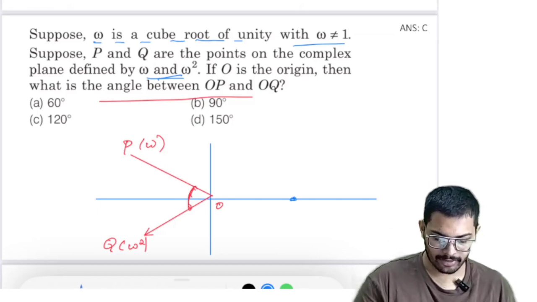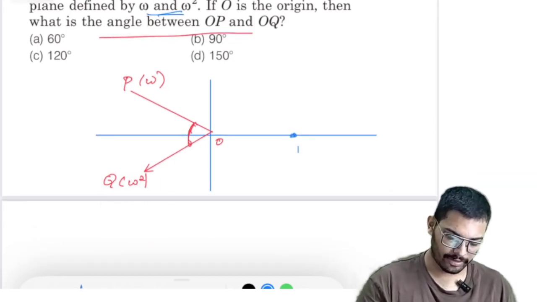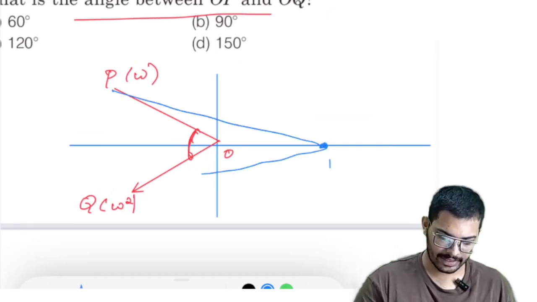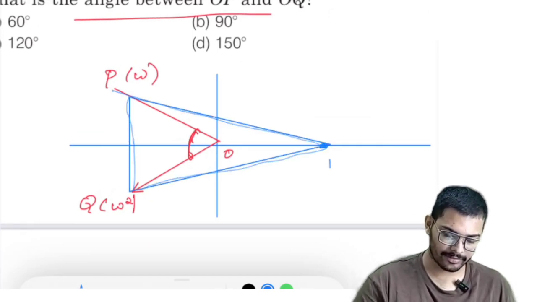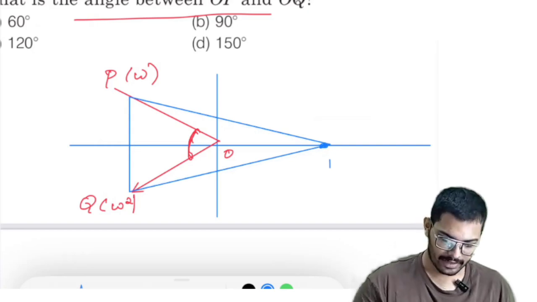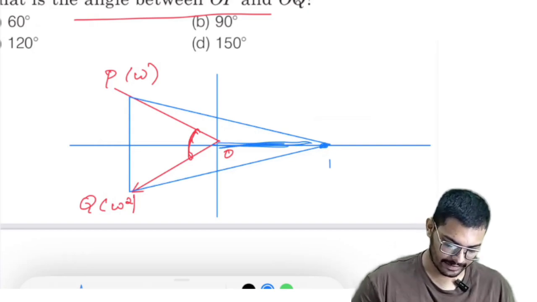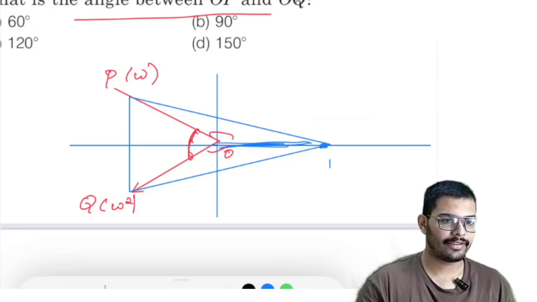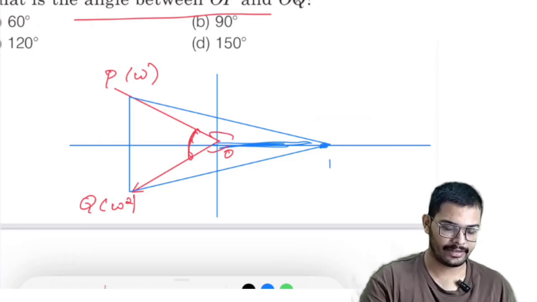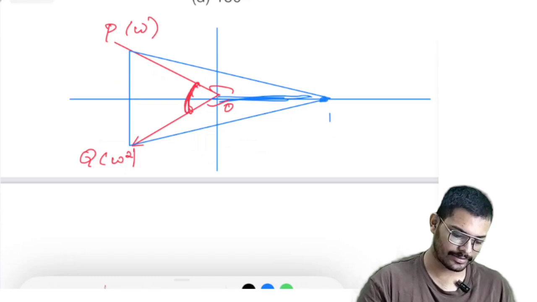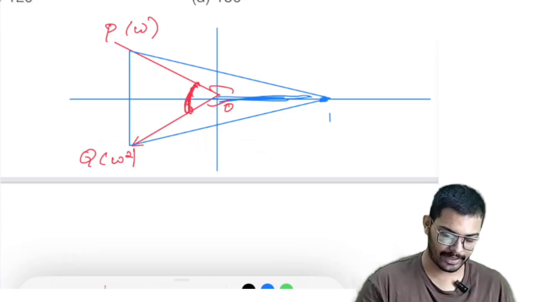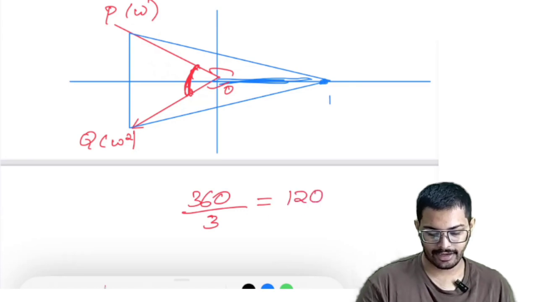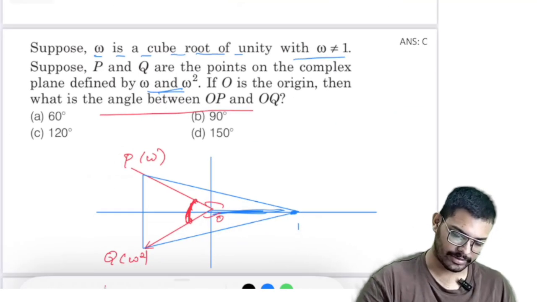Another value of cube root of unity is 1. Remember this thing: cube roots of unity lie on a circle of unit radius, and they also form an equilateral triangle. Now since it is an equilateral triangle, all these triangles are congruent. Or if it is a regular polygon, the angle subtended at the center by each side will be 360 divided by the number of sides. Here it is 3, that is 120 degrees. So our option is option C.